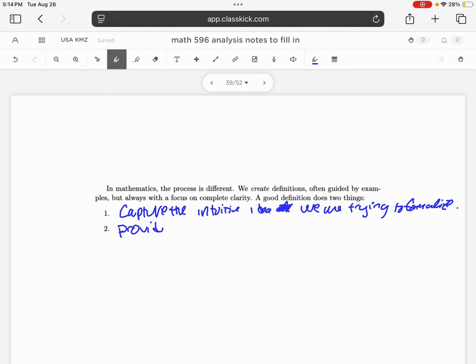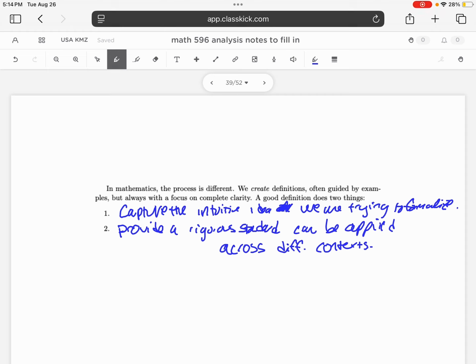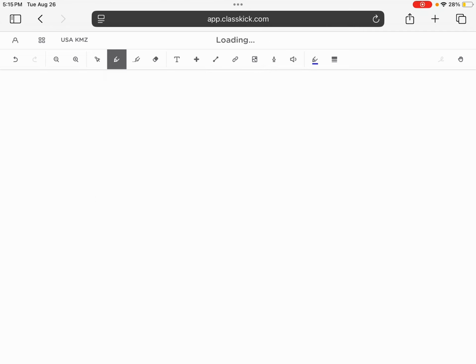So it needs to provide a rigorous standard that can be applied across different contexts. Of course, this is challenging as well because I'm sure you've seen in your studies that there are times when you use different definitions depending on different contexts. But we just do the best that we can to come up with something that really captures what we're trying to say and can be generalized.